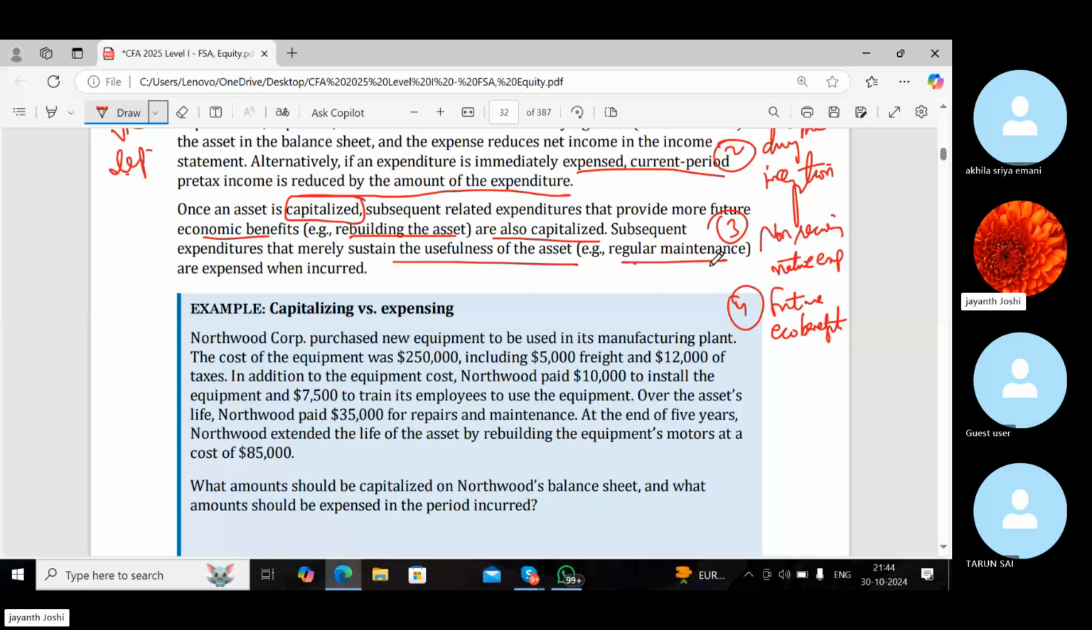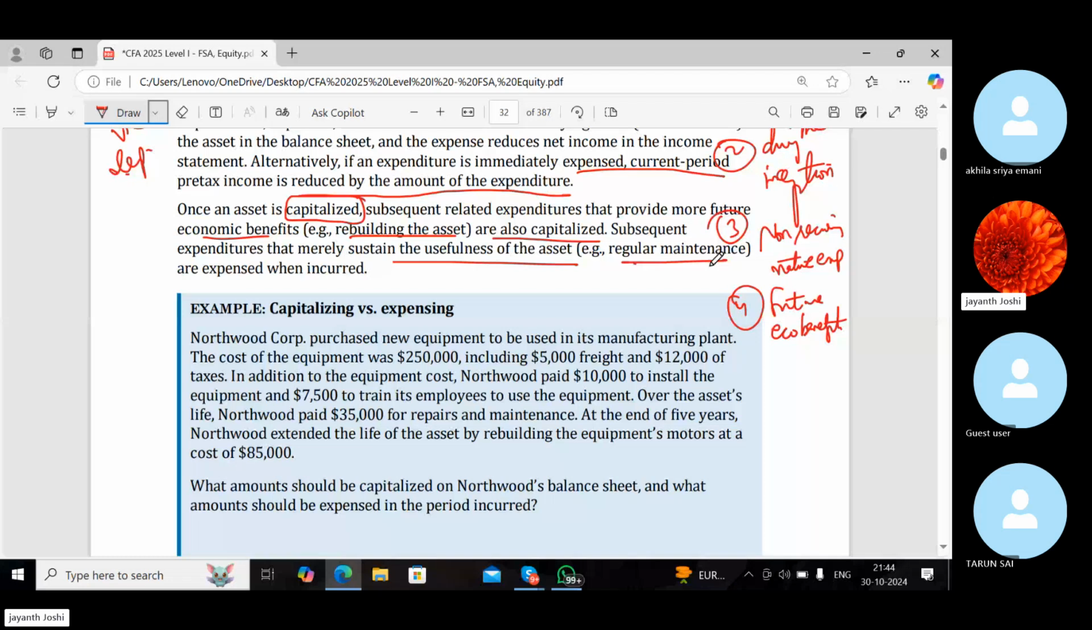Training given to employees for the use of equipment is not my expense that I need to capitalize, because this will not give me economic benefits. This will give economic benefits for my employees. And repairs and maintenance is to be expensed because this happens at regular intervals.